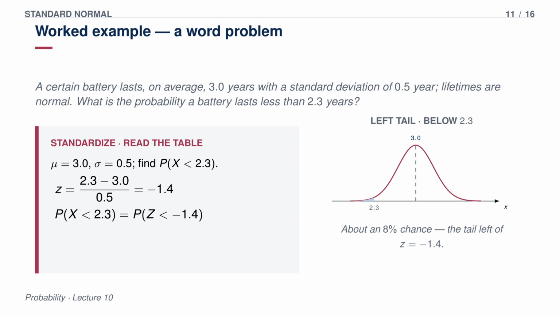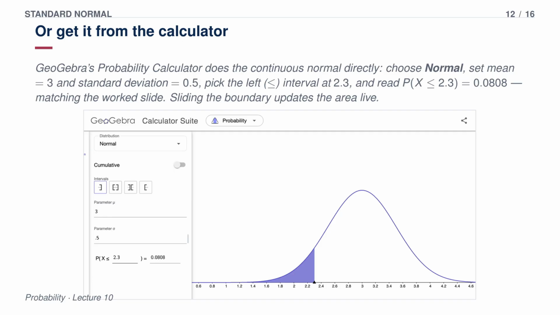Look up minus 1.4, row minus 1.4, column 0.00, and you get 0.0808, about an 8% chance, the little tail on the left. A word problem is just standardize, then read the table. And for the manufacturer, that 8% is warranty claims and customer complaints. Real money. And if you'd rather not flip through a table, GeoGebra's free probability calculator does the continuous normal directly.